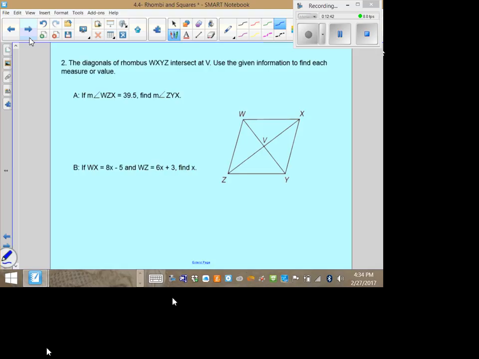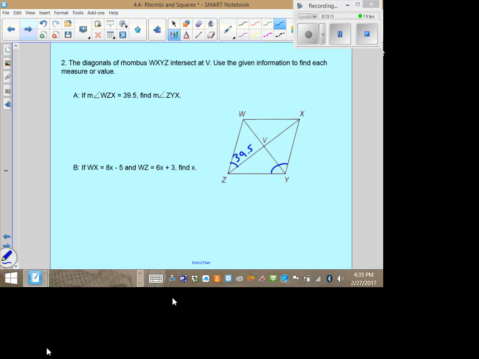Example number 2: the diagonals of a rhombus WXYZ intersect at V. Use the given information to find each measure or value. If the measure of angle WZX is 39.5, we want to find the measure of angle ZYX. So ZYX, we're looking for this part right here.